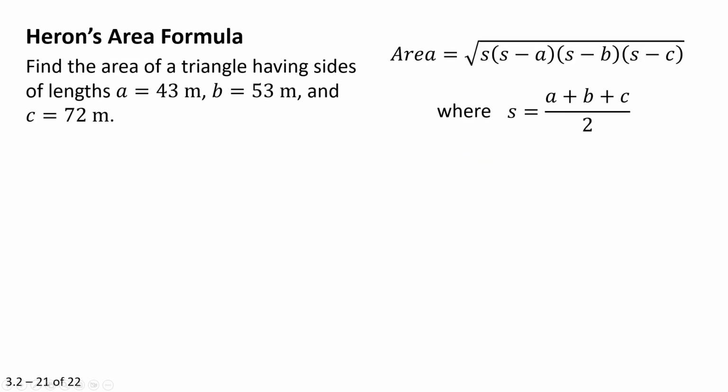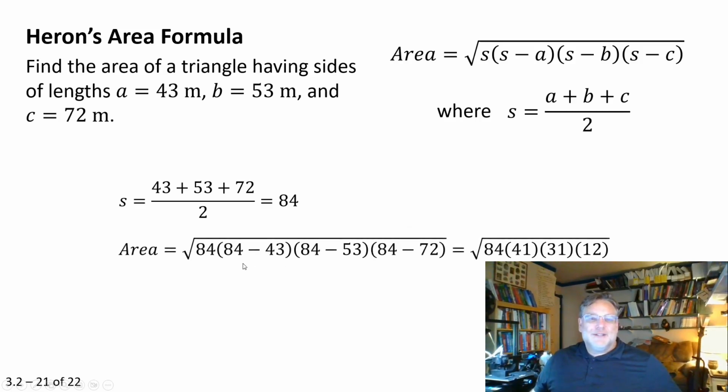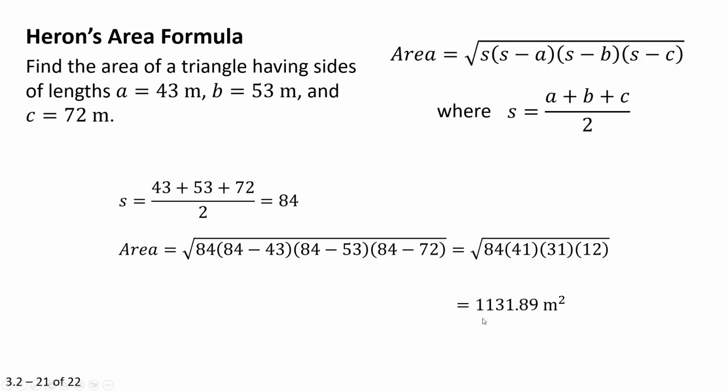Okay, so let's use this here. It's going to be pretty straightforward. Find the area of a triangle having sides of lengths this, this, and this. The only extra thing we have to find here is s. So we first find out what s is. S is 84. Then we just plug everything into the formula: 84 times (84 minus 43) times (84 minus 53) times (84 minus 72). That gives us the square root of these four things being multiplied together, which gives us this. Very simple, very easy here.